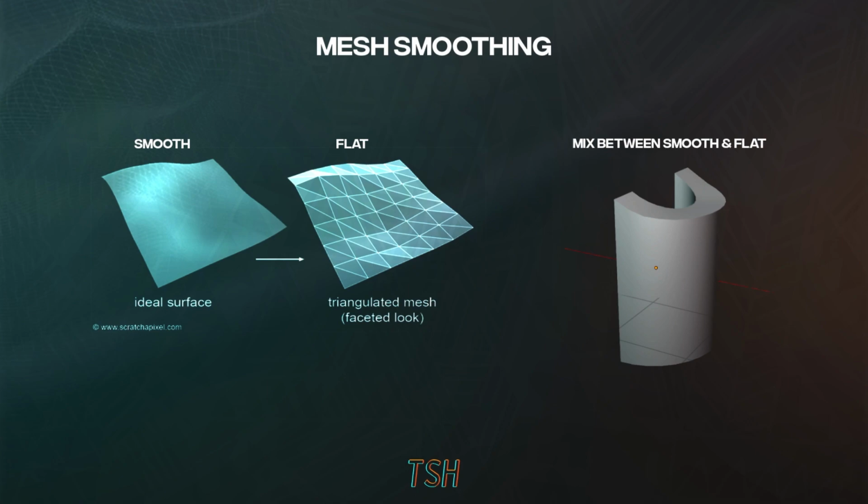So on the left we have a random shape which is smooth, on the right we have it flat, so it's quite low poly actually, but smooth shading hides that fact. And at the very right we see a model from me, which I will show in a minute in Blender, which is a mix between smooth and flat. And yeah, let's just hop into Blender and look at the smoothing thing.